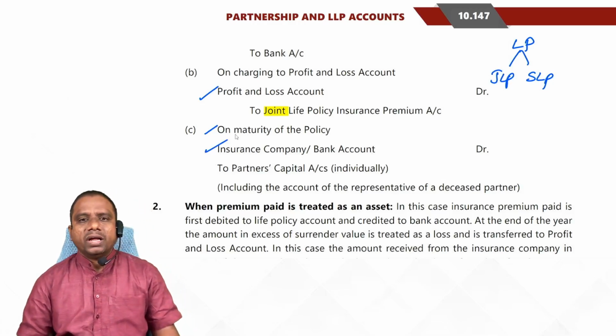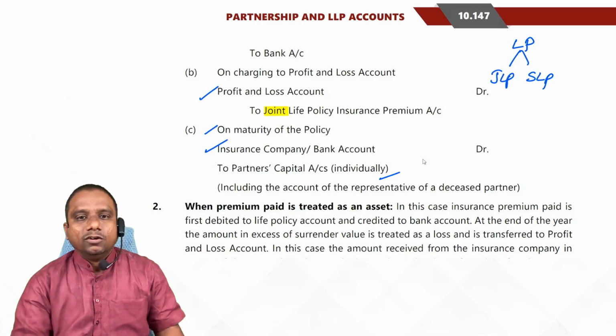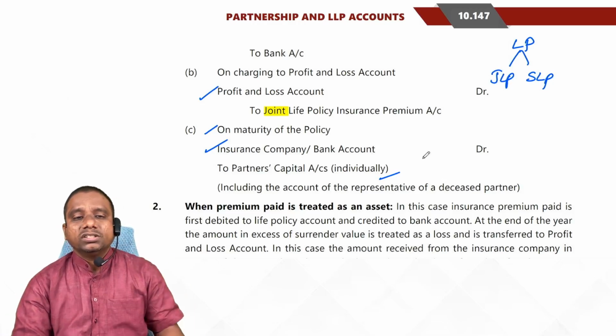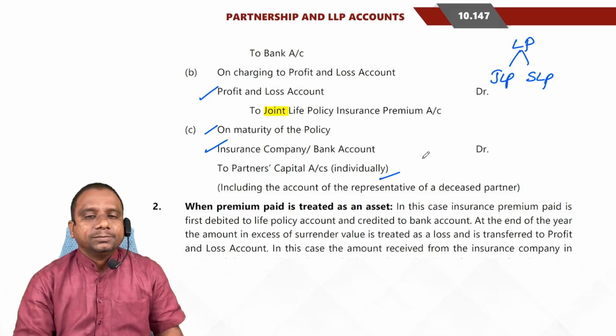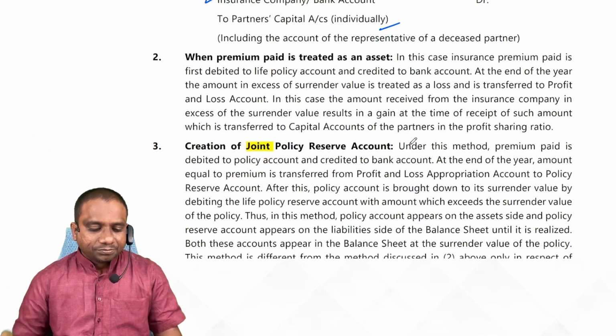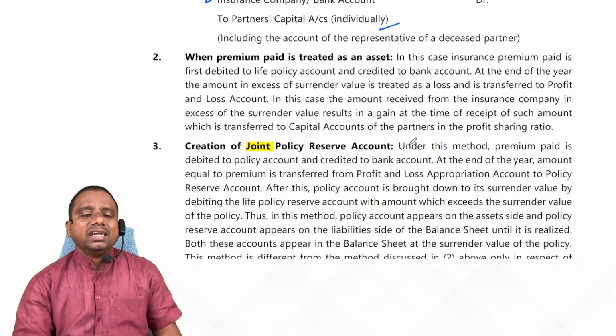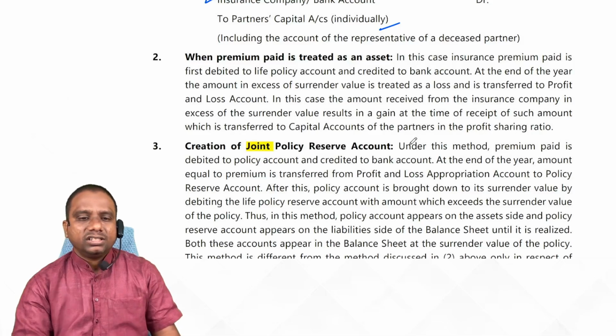So now look at what is the entry we record. Insurance company or bank account debit to partners capital account. Whatever the amount we receive from insurance company, that is distributed to partners in their old profit sharing ratio. Suppose if surrender value is treated as an asset, surrender value is treated as an asset.